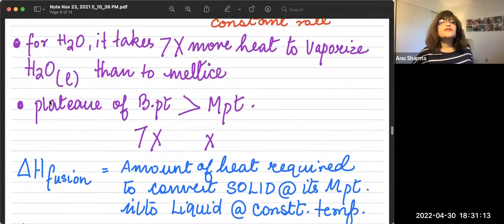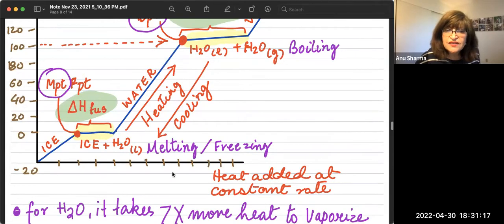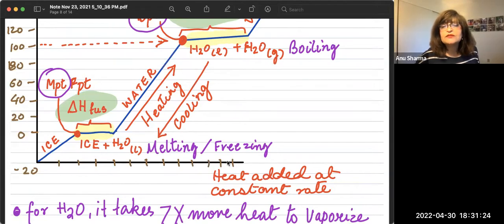So for the boiling point plateau, when you make these, just pay attention to these markings here and make them 7 markings more. So if this is 1 marking, this would be 7 more.